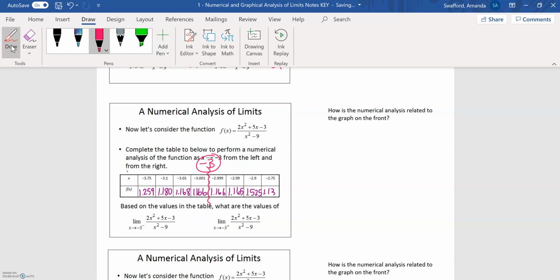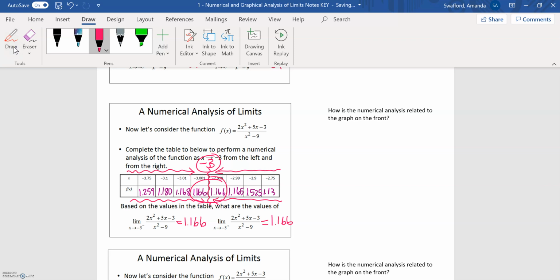So as I come into -3, coming in from the left, I want to say, what are these y values getting closer and closer to becoming? And as I come in from the right hand side, what are the y values getting closer and closer to becoming? And you can see they're zeroing in on that same value of 1.166. Hopefully you remember that's where the hole was, and 7/6 is approximately that decimal value.